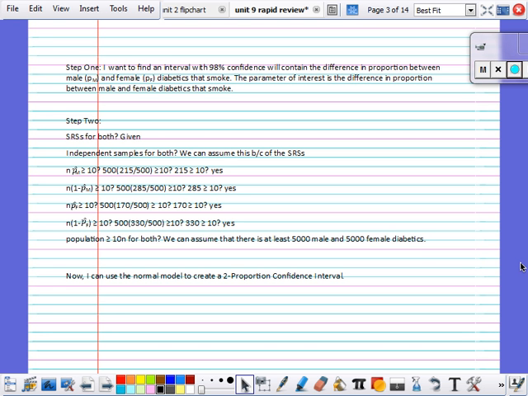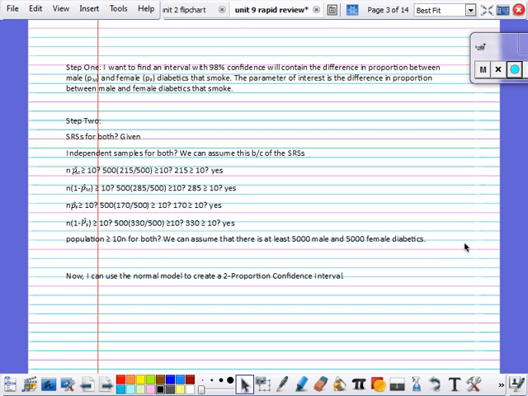The parameter of interest is always what you care about, and we care about the difference in proportion between male and female diabetics that smoke. If you look at your step 2, you need a random sample for both, and that was given. Independent samples for both. We can assume that because of the random samples. And you need to verify that n times p hat 1 and n times 1 minus p hat 1 have to be greater than or equal to 10, and I showed all my work.